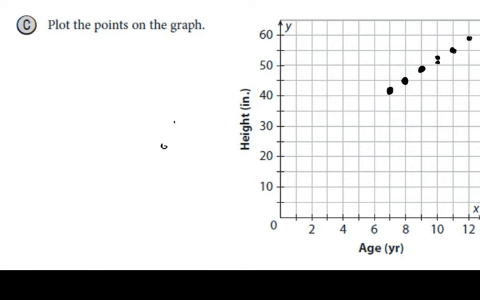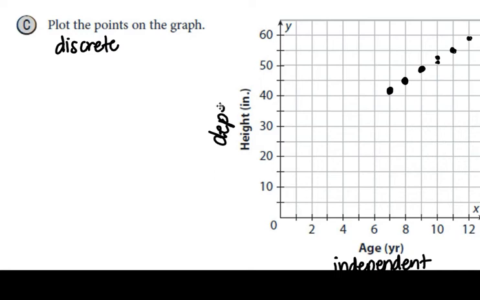Now this right here is not a continuous graph. This is a discrete graph. The age or year is the independent variable. And the height is the dependent variable. Height depends on how old you are. Dependent variable. How old you are doesn't depend on your height.